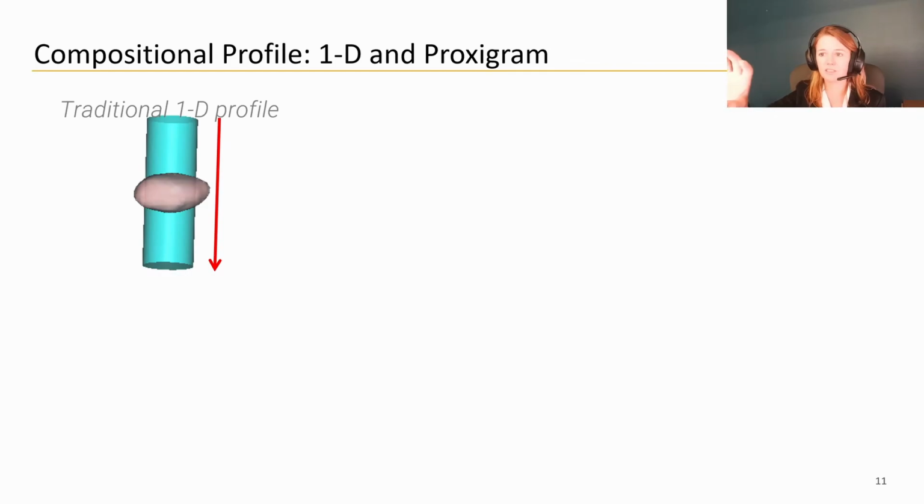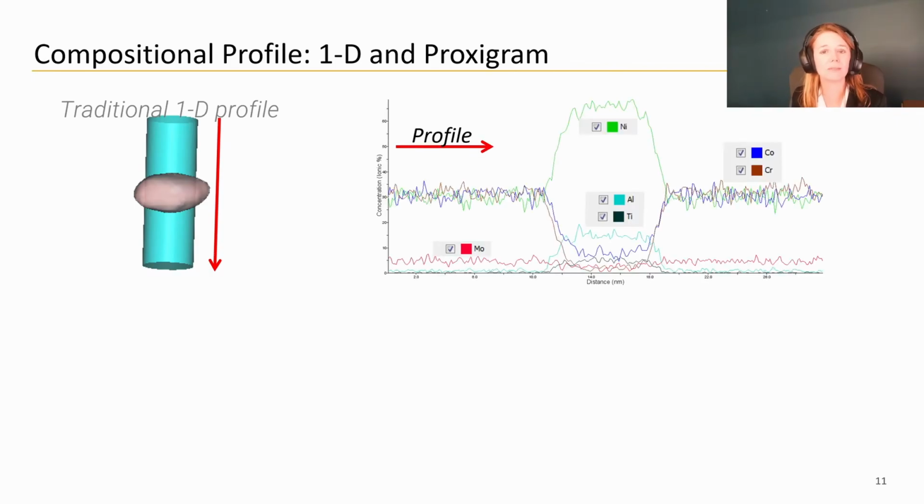Here we have a cylinder that's going through a particle that's highlighted by one of those surfaces that we just talked about. We can create a profile by taking concentration measurements at each given point in that cylinder, slicing that up like a slice of bread to get measurements from the matrix and then the particle and then back to the matrix.